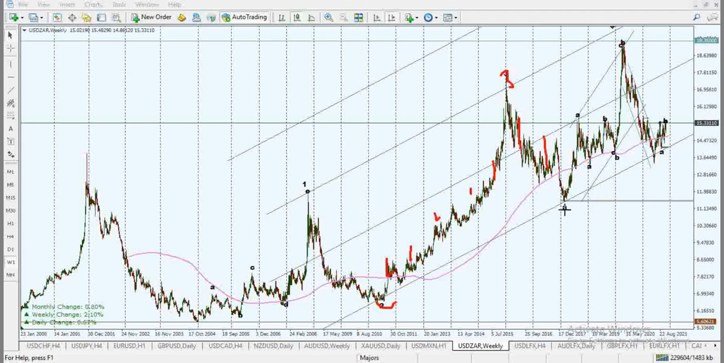All right, so for this one here, we're looking at wave 3. We're looking at this as an expanded flat. We have wave A leg right here, and we have the B leg just breaking slightly above the extreme of wave 3. Then we have this drop to the downside to complete the wave C.